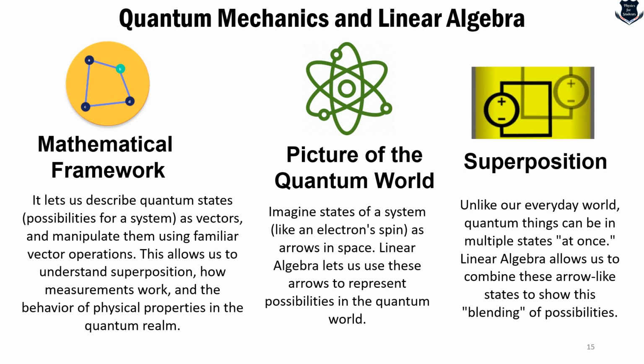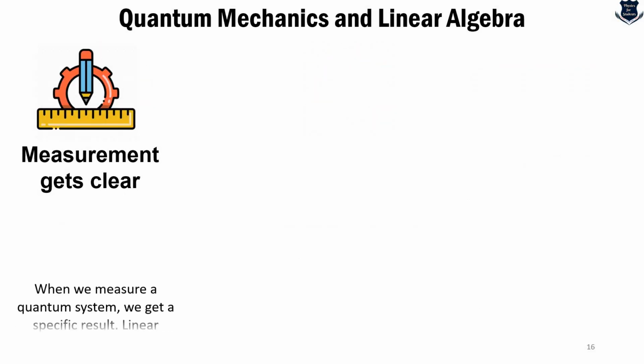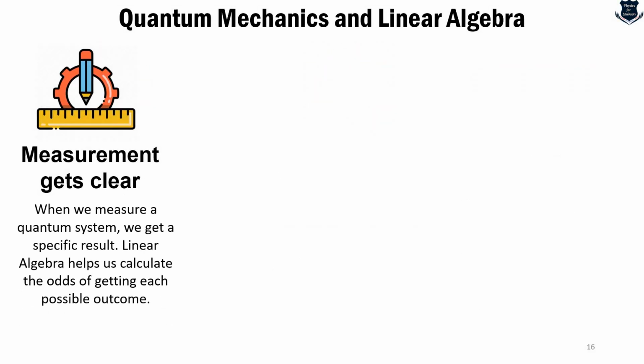So unlike the everyday world, quantum things can obviously be in multiple states at once, and it is only linear algebra's beautiful mathematics which actually shows, by combining these things, how the blending is possible and how we can perform the mathematics on that. So superposition is important, and that is why we have to depend on linear algebra. The measurement gets clear. I will explain that when we measure, the observables and the operators, linear algebra cancels out the odd and we can get the possible outcome.